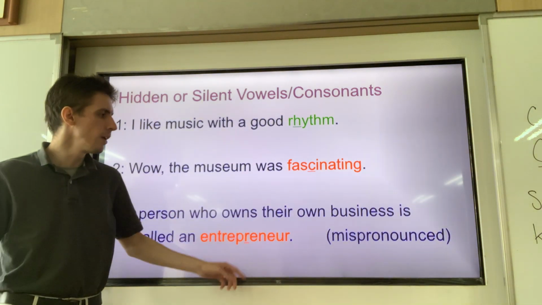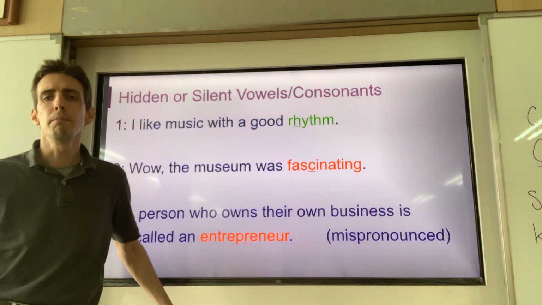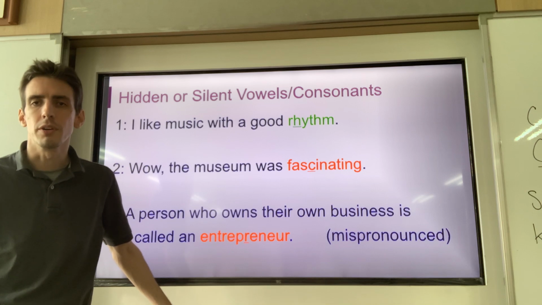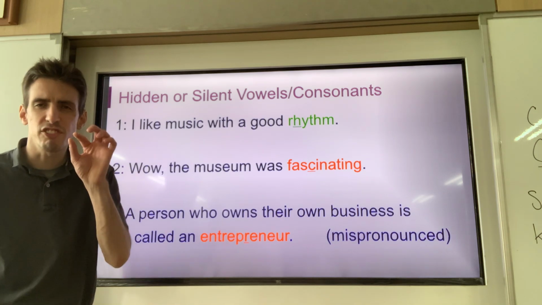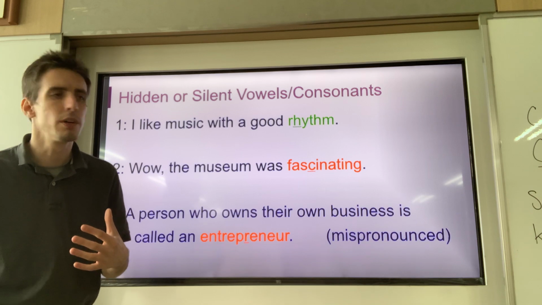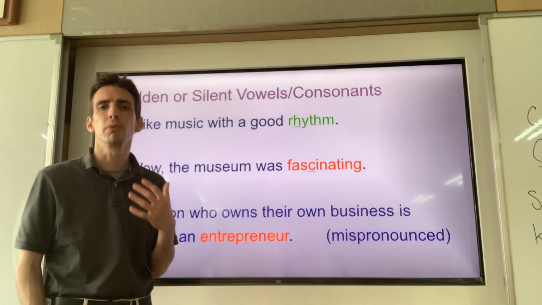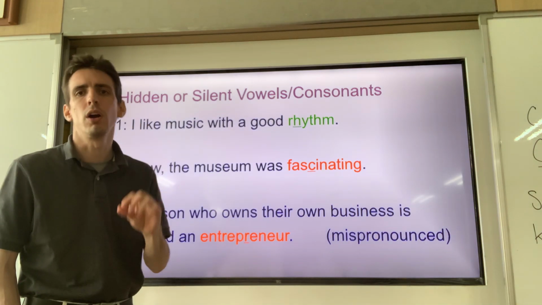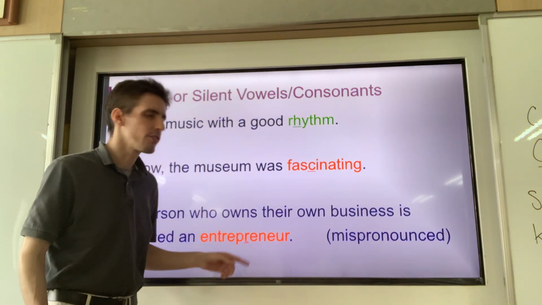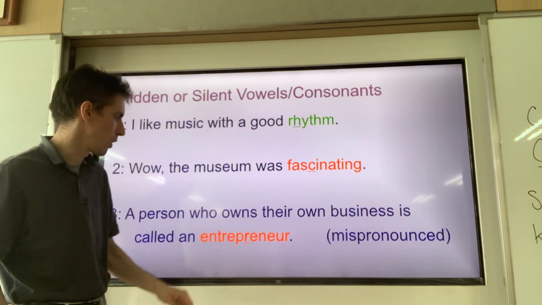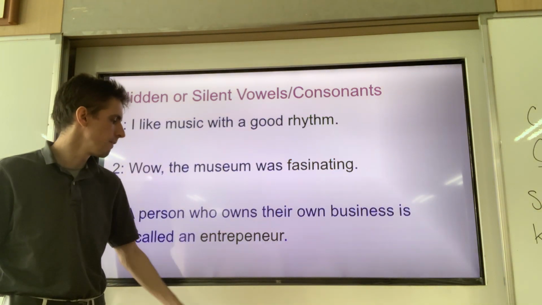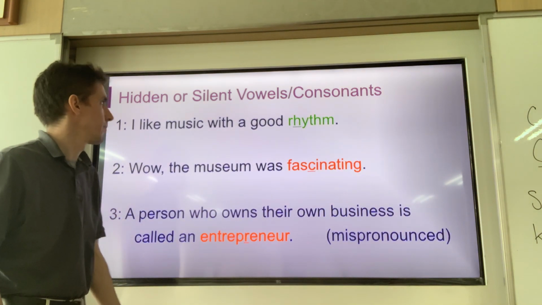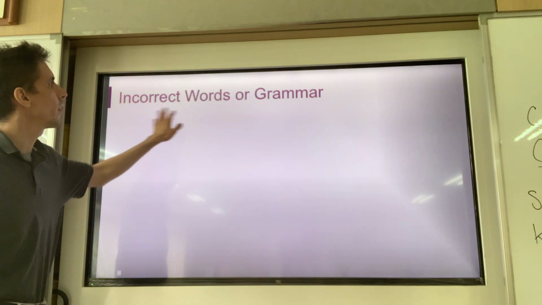An entrepreneur, it's mispronounced. Some people will say entrepreneur, but it's entrepreneur. It's very small. It's a very light, quiet R. So people don't hear that, and they just write it without the R. They don't hear the R. It's very easy. Alrighty.